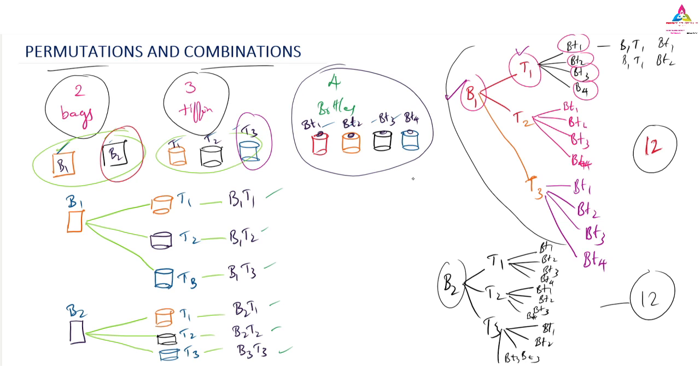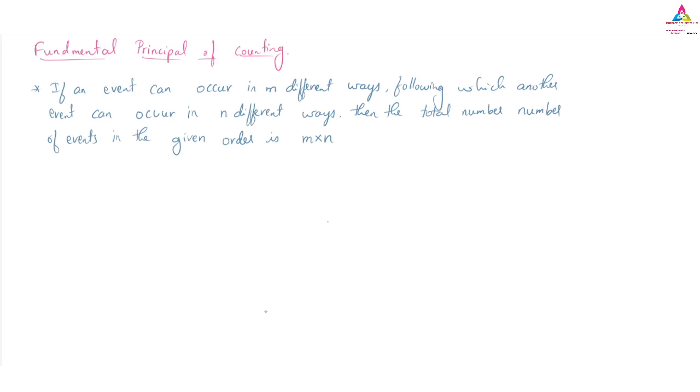How many possibilities are there? We can count it very quickly. So what is the fundamental principle of counting? Let us go through it first. The fundamental principle of counting says: if an event can occur in m different ways, following which another event can occur in n different ways, then the total number of events in the given order is m into n. This is the simple fundamental principle of counting.